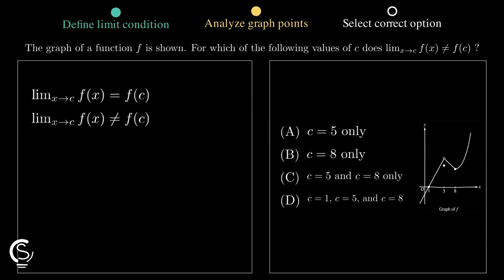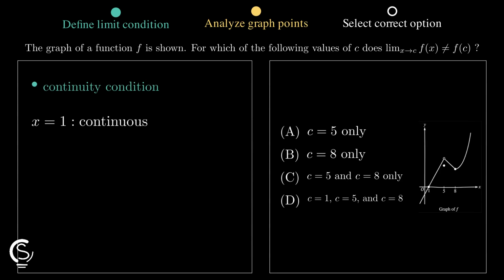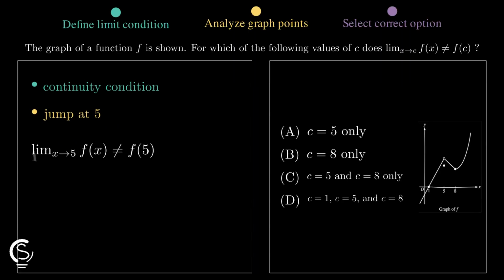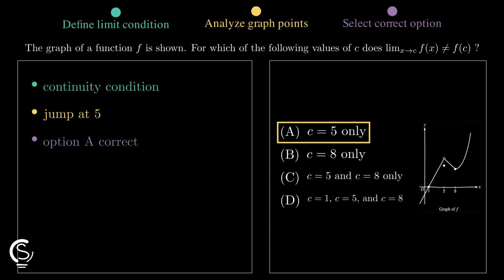At x equals 1, the graph is continuous. At x equals 5, there is a jump, so the limit does not exist. At x equals 8, the function is clearly continuous. Since only x equals 5 satisfies the condition where the limit does not equal the function value, option A is the correct choice. You got this. Keep moving forward now.